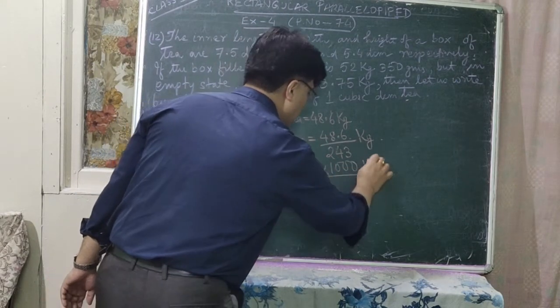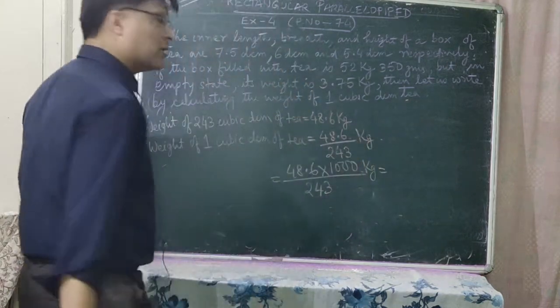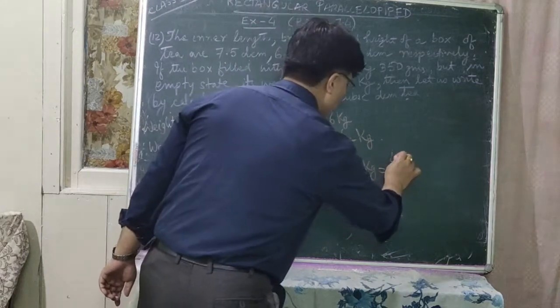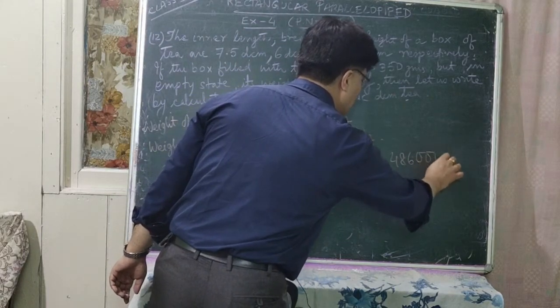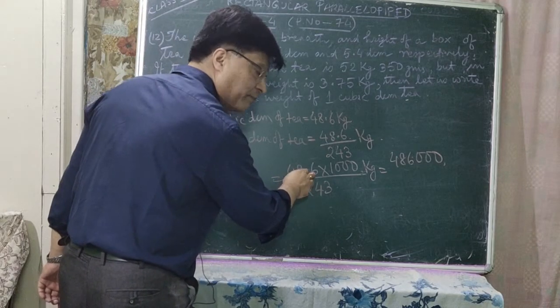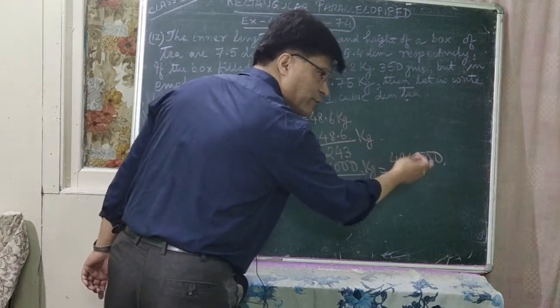It is 243 kilogram, which is equal to, now, 48.6 into 1000 will be 486 and 3 zeros, right? Since after decimal point there is only one figure, so you have to write down decimal point before one figure.